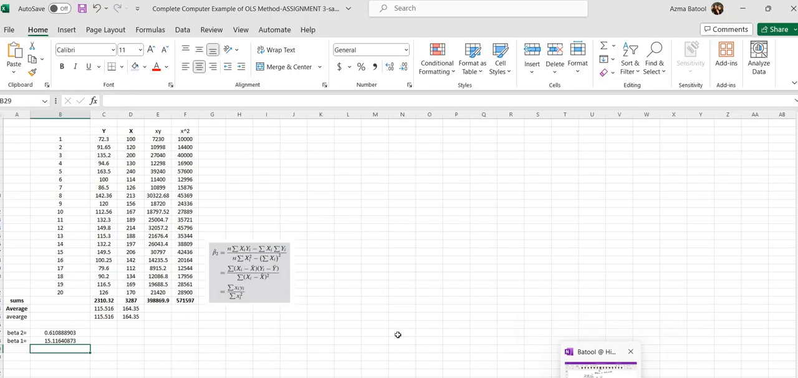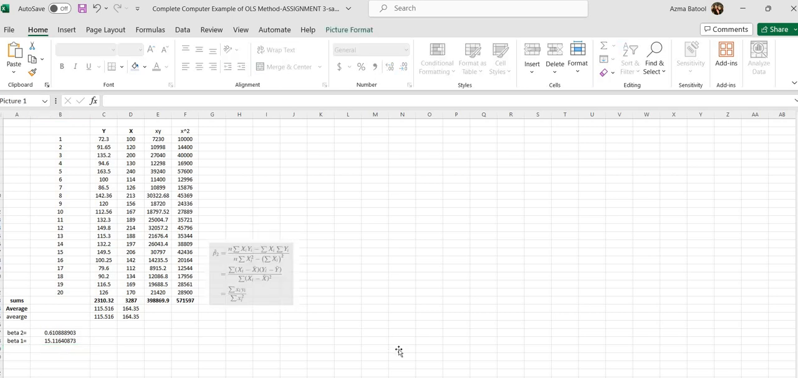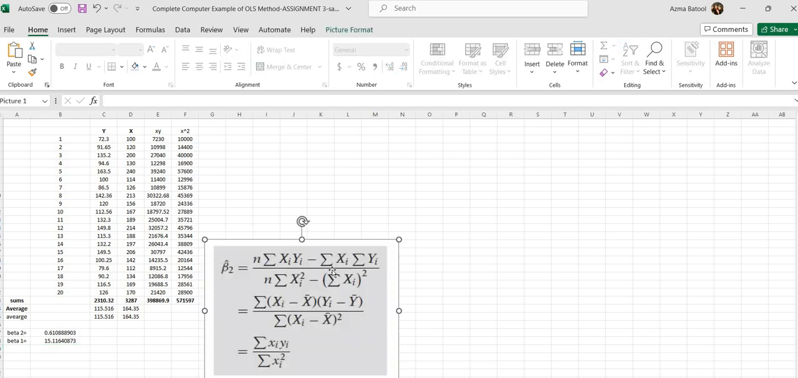Now, as I told you, beta 1 and beta 2 cannot be calculated by only one formula, but there are many manipulations of the same formula. For example, if you look at this expression, right? With some mathematical manipulation, you can get this expression converted into that expression, or you can take this expression and convert it back to the original one. So they both are the same.